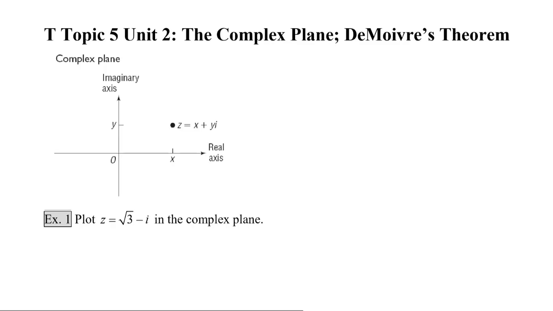Welcome to Topic 5, Unit 2, the complex plane DeMoivre's theorem. So recall from the Desmos investigation that we can plot complex numbers on the complex plane. We do this by having the real axis and also the imaginary axis. And our point is z equals x plus yi.